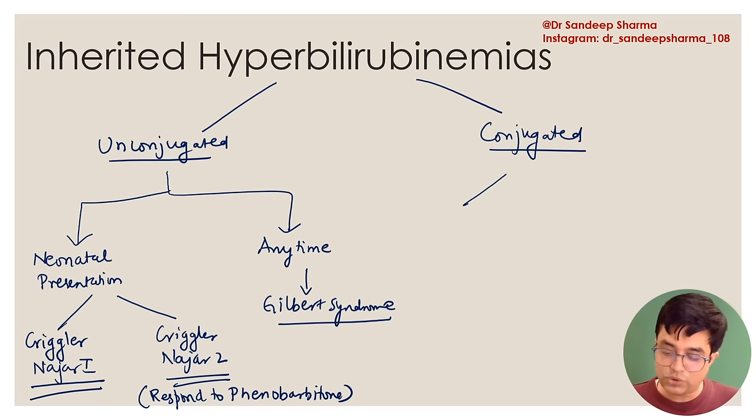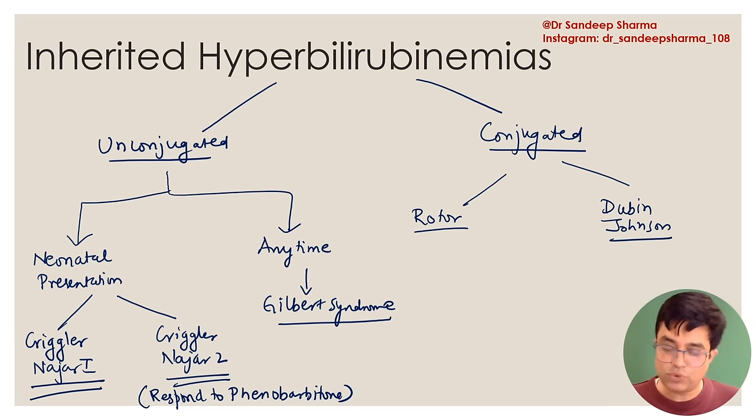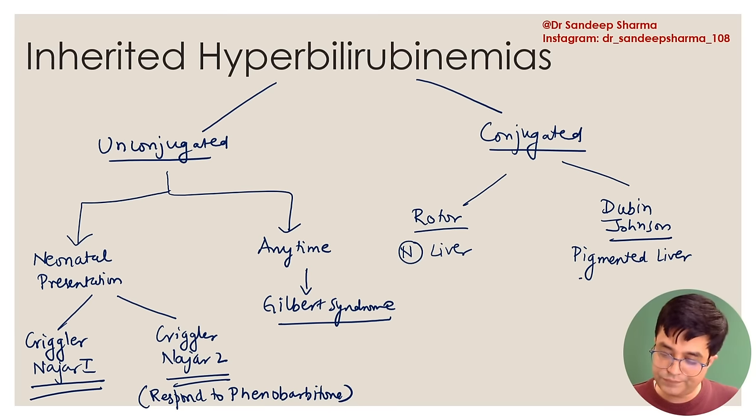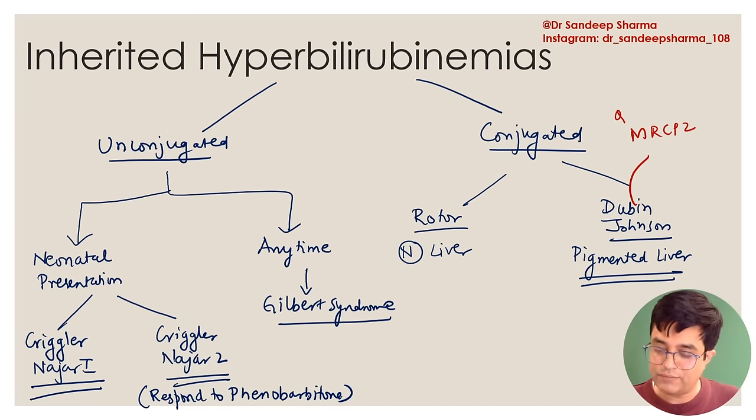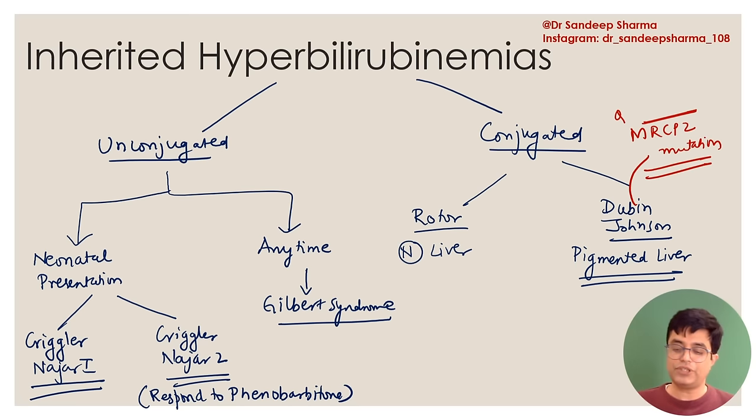Conjugated ones are two: we have Rotor syndrome and we have Dubin-Johnson syndrome. How to distinguish between them? You can do a blood test, but in Rotor syndrome there will be a normal liver. In Dubin-Johnson syndrome, the MCQ will say there is a pigmented liver. And the gene for Dubin-Johnson syndrome has been asked once in the exam: MRP2 mutations are responsible for producing Dubin-Johnson syndrome. So MRP2 abnormality or mutation is responsible for Dubin-Johnson syndrome. This is small, but it covers two past MCQs of yours if you practice.